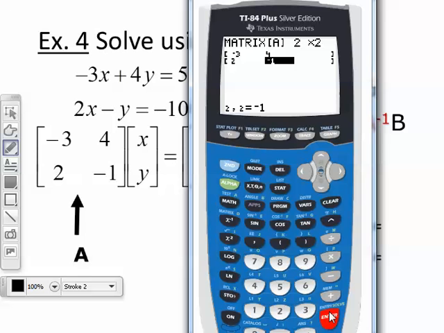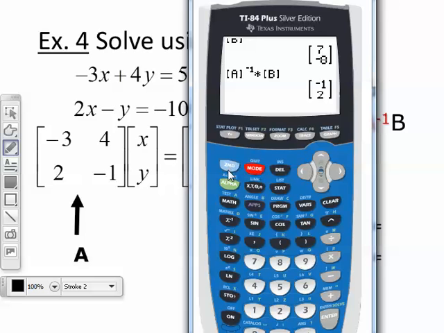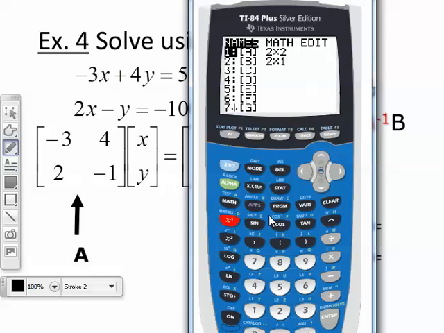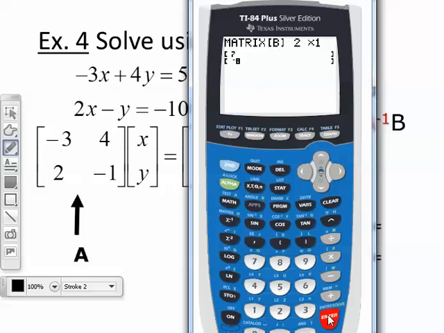Check, make sure I got them right. -3, 4, 2, and -1. Yes, I do. Second quit. And then I'm going to go into the matrix again, second matrix, and I'm going to go over to edit. And I'm going to edit the B one. In the B one, it's a 2 by 1 still, and my answers are 5 and -10. I hit enter on that, and I do a second mode to get out of it.